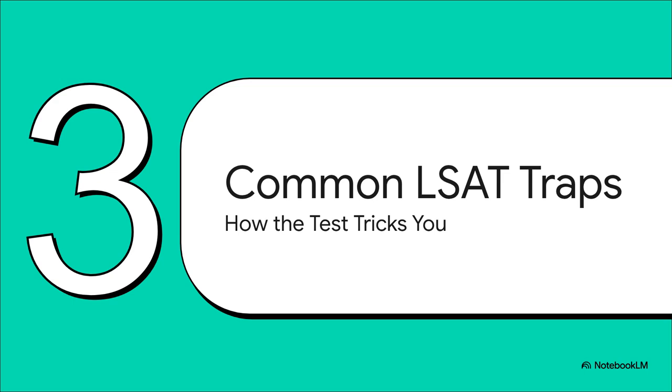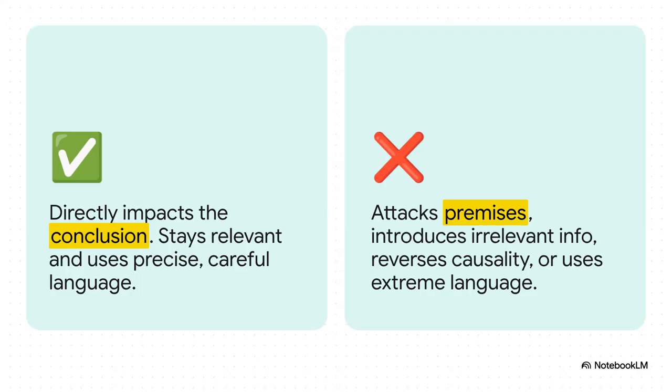Now for the defensive game. You have to understand the LSAT isn't just a logic puzzle. It's a minefield of really well-designed traps. Just knowing what they look like is half the battle. This slide is gold. It perfectly contrasts the right path from all the wrong ones. Correct answers always have a direct impact on the conclusion. Trap answers, on the other hand, are designed to distract you. They might attack the premises, which you're actually supposed to accept as true, or they'll throw in irrelevant info that sounds kind of important but logically does nothing. And you have to watch out for extreme language like all or never. Those words are huge red flags because they are so hard to prove.